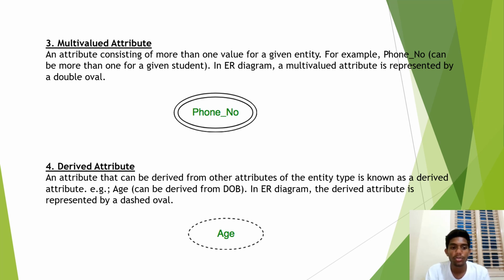Next, derived attribute. The attribute that can be derived from other attributes of the entity type is known as derived attribute. Example, age. Age can be derived from the date of birth. In ER diagram, the derived attribute is represented by dashed oval.